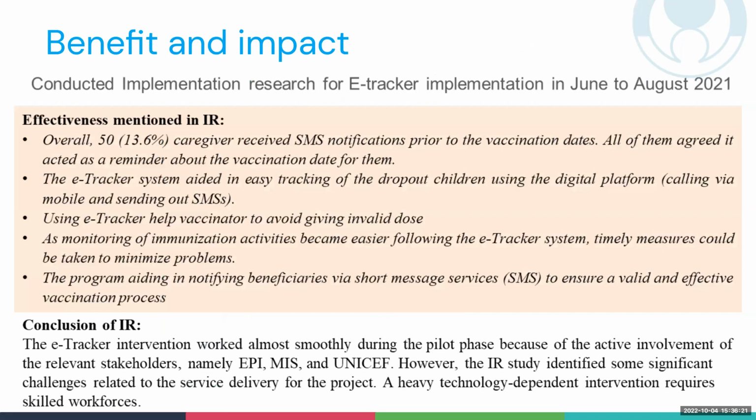So what are the benefits and added advantages of this Immunization E-tracker? We conducted an implementation research for the E-tracker implementation from June to August 2021. According to the implementation research report, the E-tracker system aids easy tracking of dropout children. Vaccinators also use the E-tracker to identify dropout children and avoid giving invalid doses. The program also aids in notifying beneficiaries via SMS to ensure valid and effective vaccination processes.